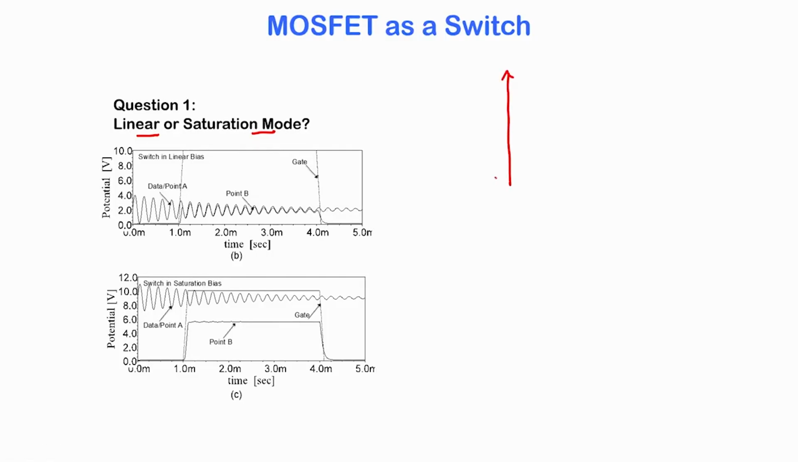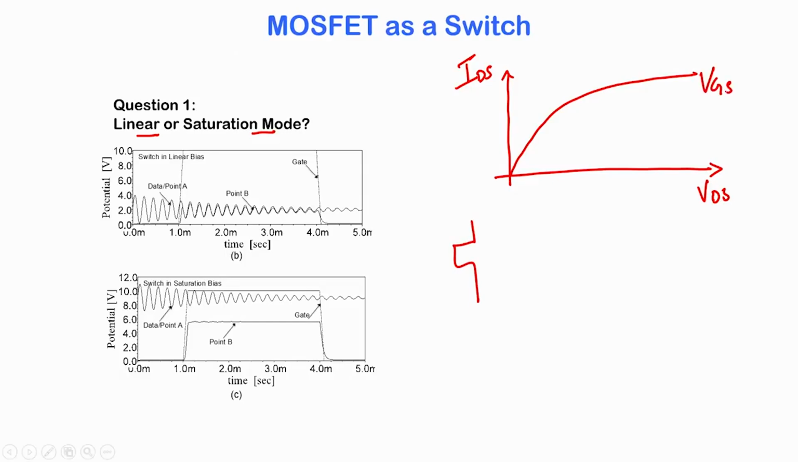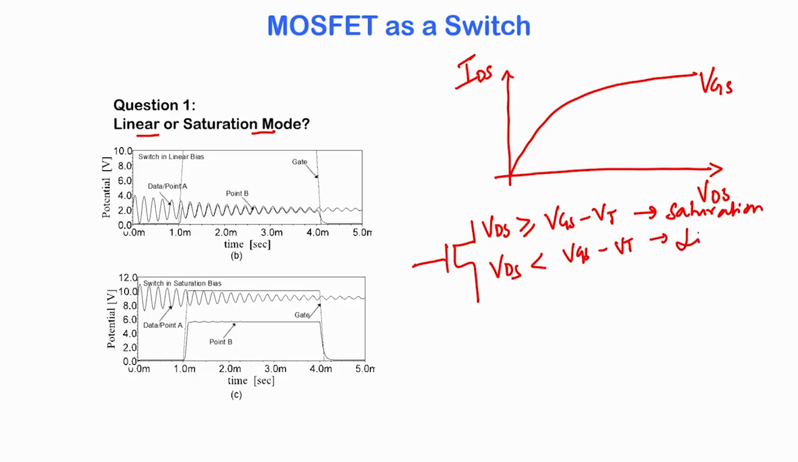So, you have the output characteristics of the MOSFET. You have IDS versus VDS, and let us say it looks like that. And we know that for some particular VG, when VDS is greater than or equal to VGS minus VT, the MOSFET is in saturation mode of operation, and when VDS is less than VGS minus VT, we say that the MOSFET is in linear mode of operation.